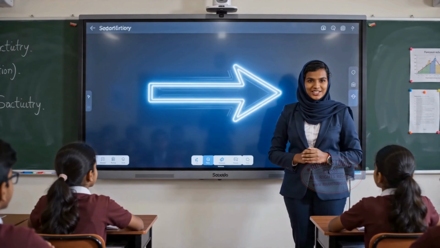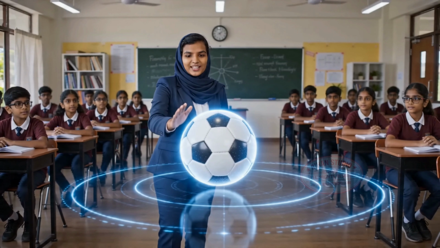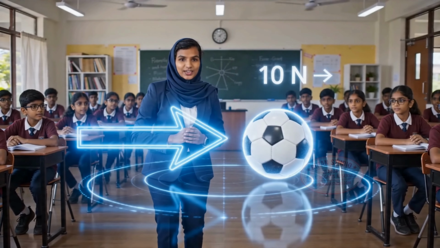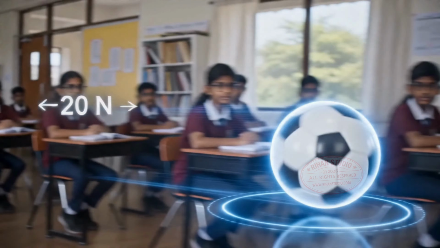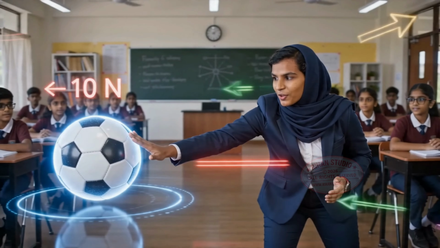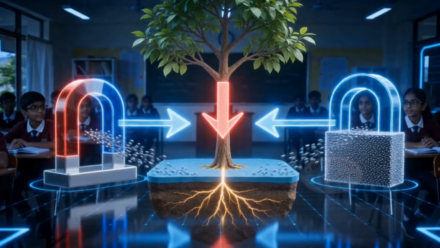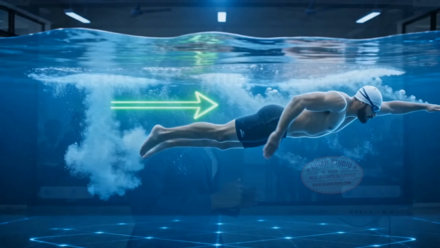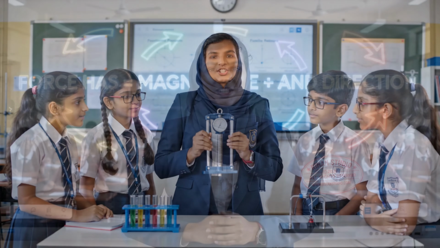Students, force is not just a number. Force also has a direction. This force has a magnitude of 10 newtons and acts towards the right. The size of the force tells us its strength. Changing the direction of a force changes its effect on the object. To completely describe a force, we must know both how strong it is and the direction in which it acts.